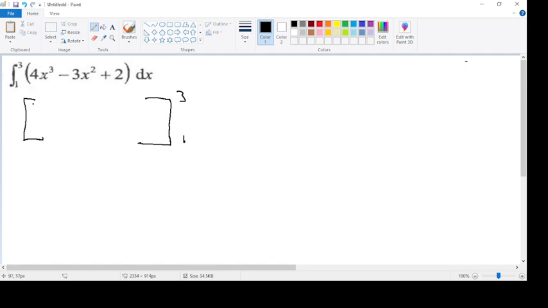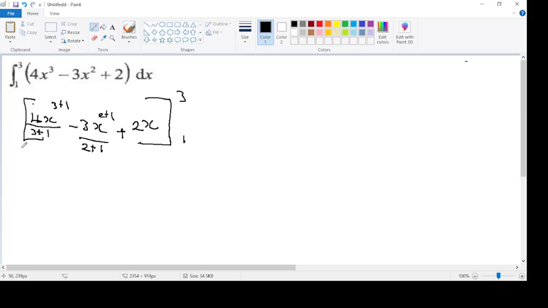So let's try to integrate this one. For 4x cubed, we just keep on adding plus 1 to the powers. So we're going to have 4x raised to 3 plus 1 over 3 plus 1, minus 3x squared, we add plus 1, over 2 plus 1, plus, remember we said that this constant here has to gain the variable with respect to which you are integrating. In this case, we're integrating with respect to x, so we are going to have 2x here.